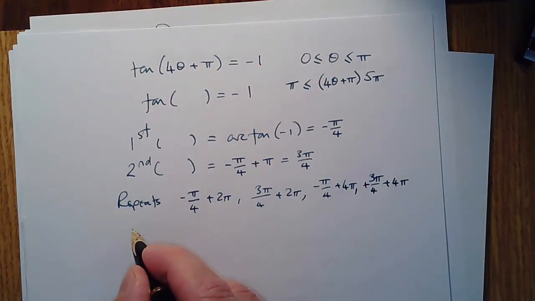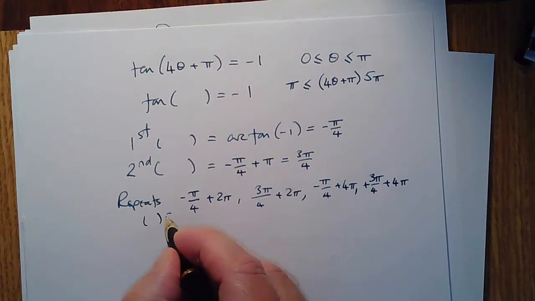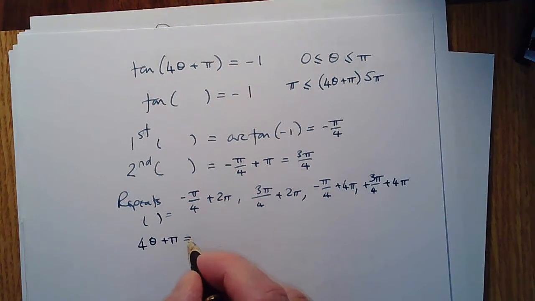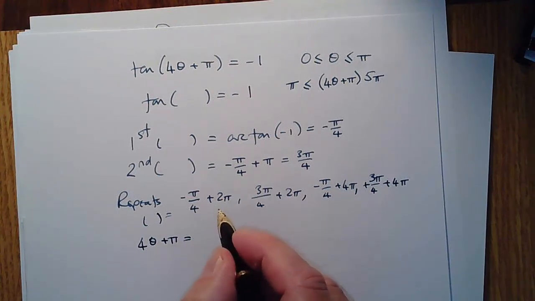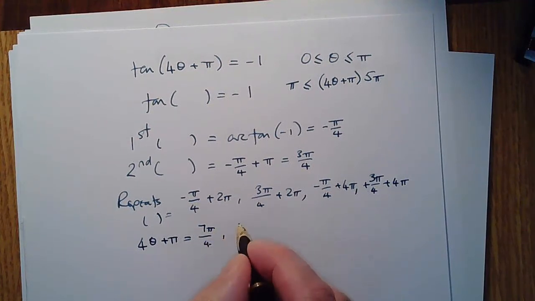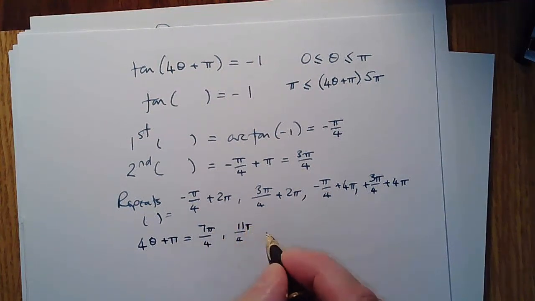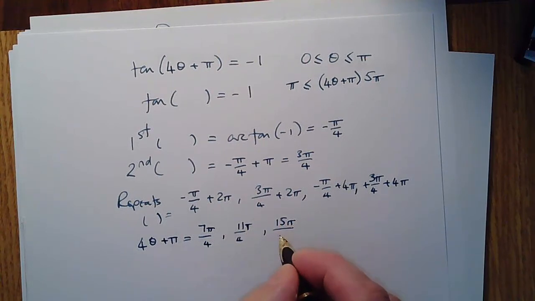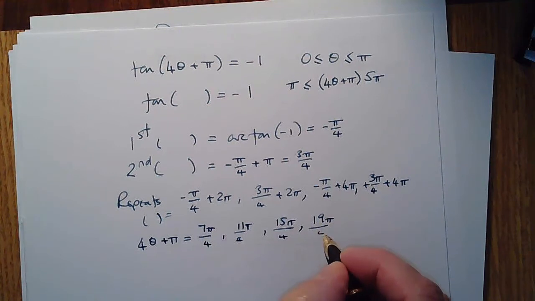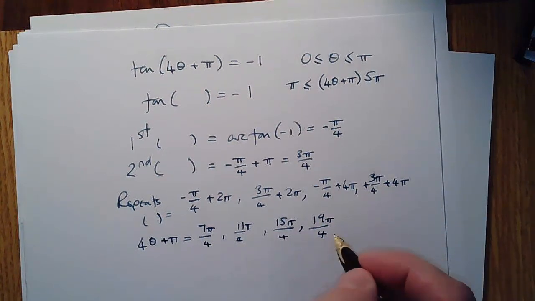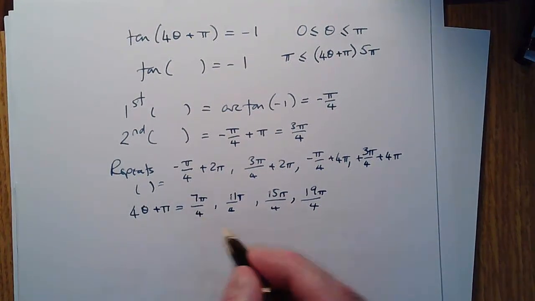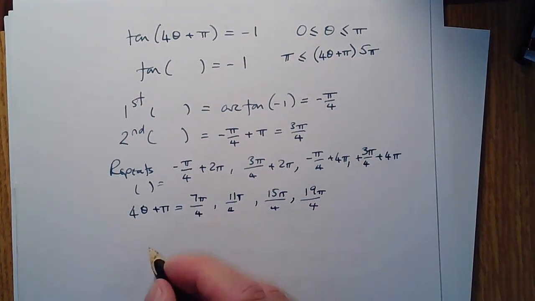So now I've got all the possible answers for the bracket, so bracket equals all of those things. So 4 theta plus pi equals, I can actually start writing what these are. 2 pi is 8 pi by 4, so it's 7 pi by 4, and it's 11 pi by 4, and it's 15 pi by 4, and it's 19 pi by 4. Okay, your calculator can add 3/4 to 4 for you and give it as a fraction if you want. And then for each of these, to find what theta is, I'm going to have to take pi away from it and divide it by 4.